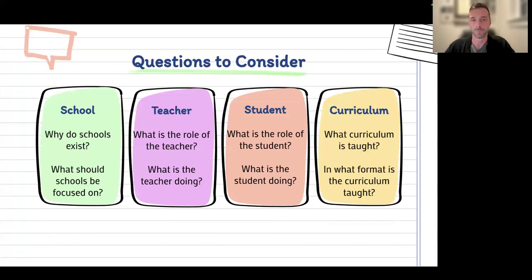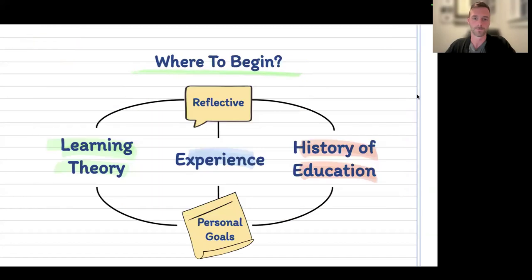Here's some questions to consider, some sections to think about. Number one, we want to look at the school. Why do schools exist? Very general, but these are questions we want to be thinking about. In the teacher setting, what is the role of the teacher? What is the role of the student? What curriculum is being taught? When we walk into your classroom, what is the teacher doing? What are the students doing? As we answer these questions, we begin to formulate a philosophy of education and teaching as we look to share and reflect on our own practices.